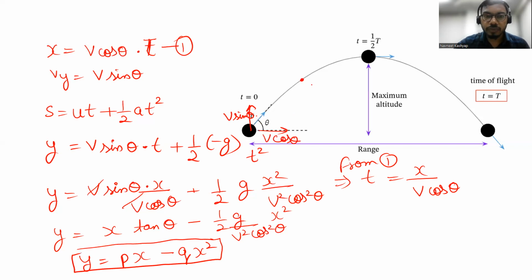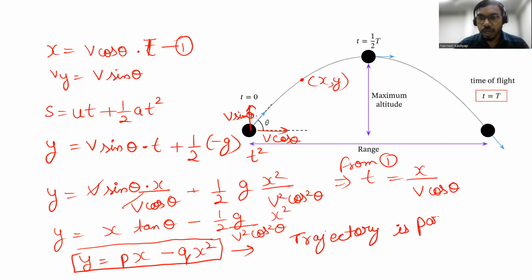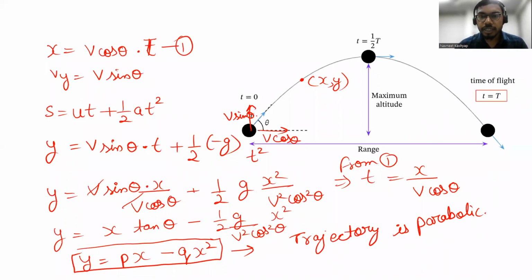What do x and y denote? These are any points on the trajectory. This is an equation for a parabola. So the trajectory is parabolic. So this is the first relation that we see, that the trajectory of a projectile motion is parabolic.